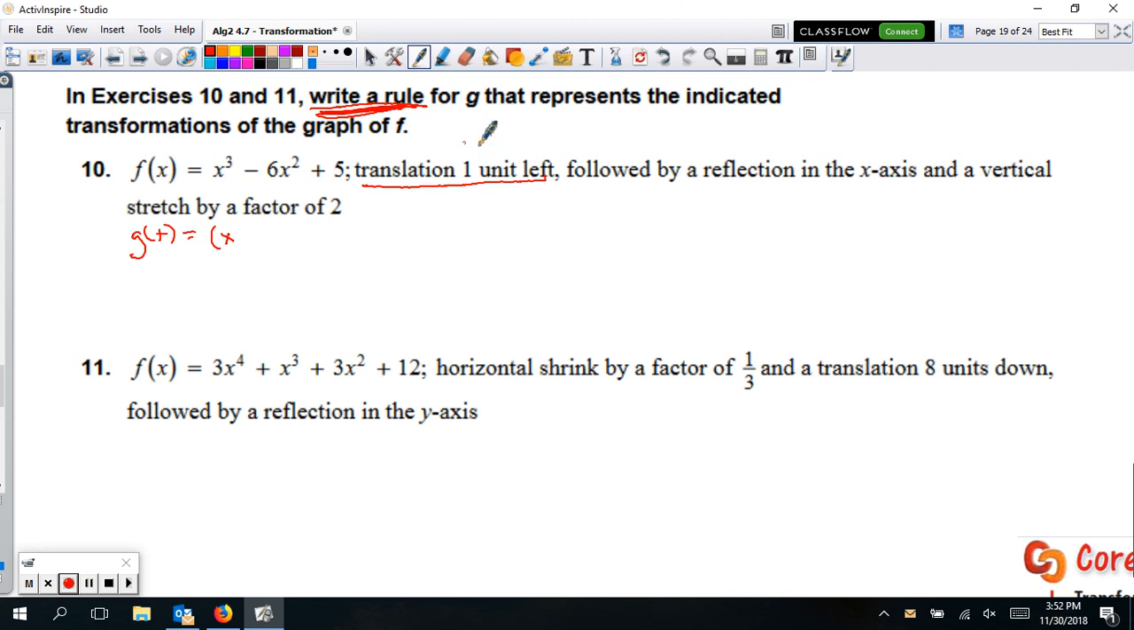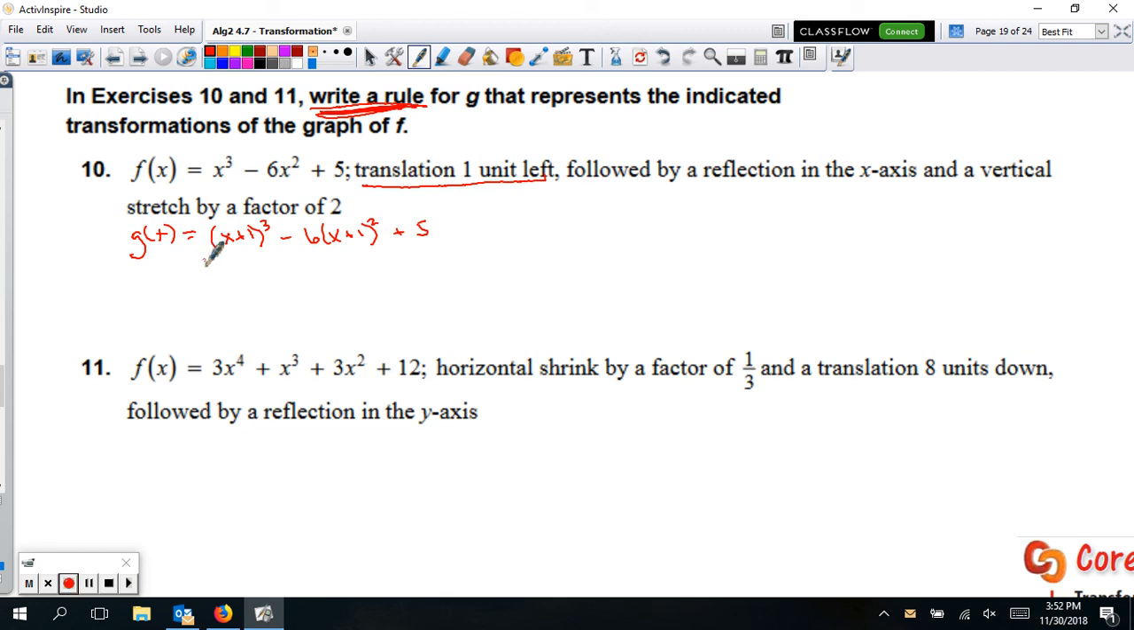And then we're going to shift left 1 unit, so it's plus 1. x plus 1 cubed, then minus 6, and then x plus 1 squared, then plus 5. Okay, so that's the first part.